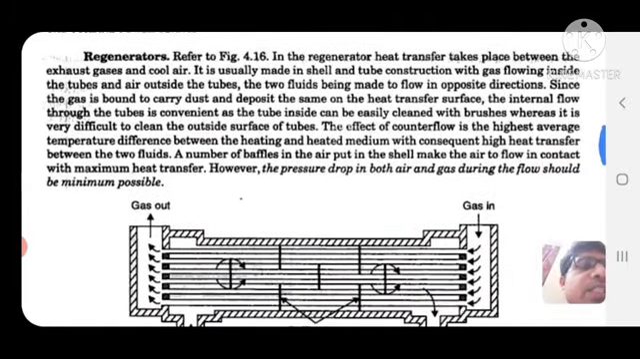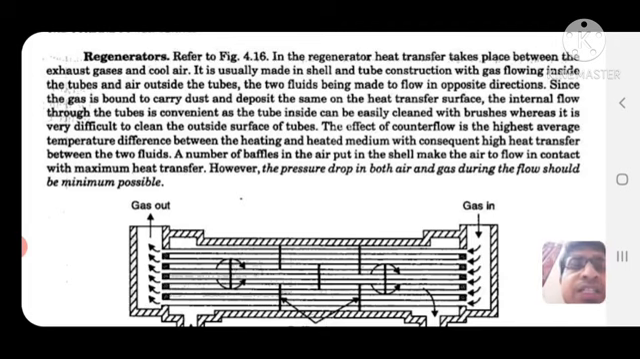the regenerator. Heat transfer takes place between the exhaust gases and cool air. It is usually made in shell and tube construction with gas flowing inside the tubes and air outside the tubes, the two fluids being made to flow in opposite directions, since the gas is bound to carry dust and deposit the same on the heat transfer surface.